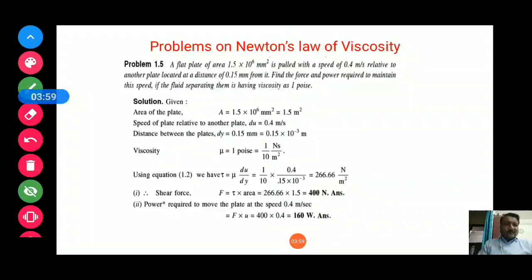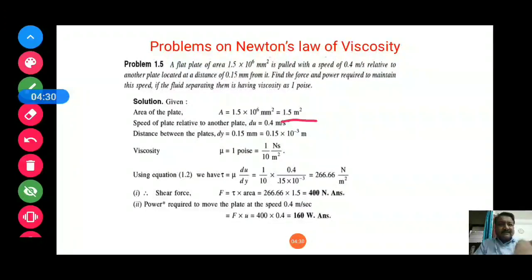Now see, first try to understand the problem. There are two plates, one plate is fixed and another plate is moving, and in between the plates there is oil. The oil has a viscosity of 1 poise, and the flat plate area is given as 1.5 into 10 raised to 6 mm square. So convert this area into meter square. So 1.5 meter square is the area.